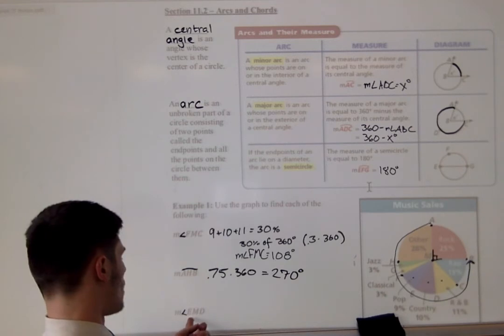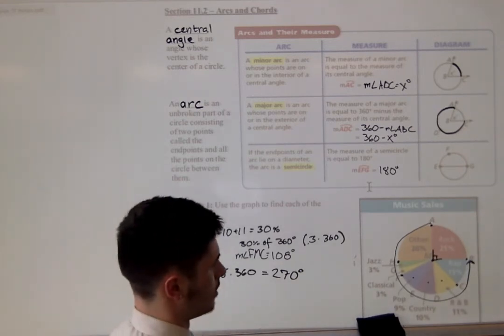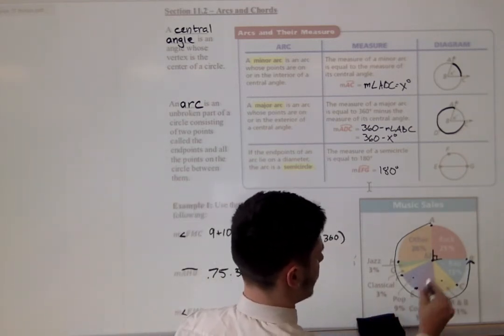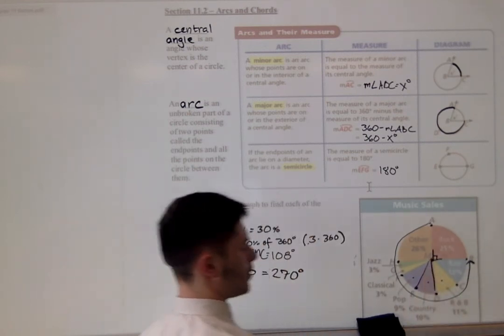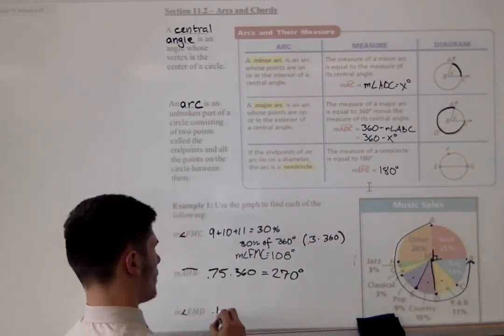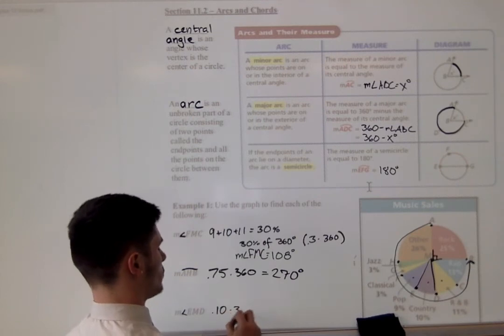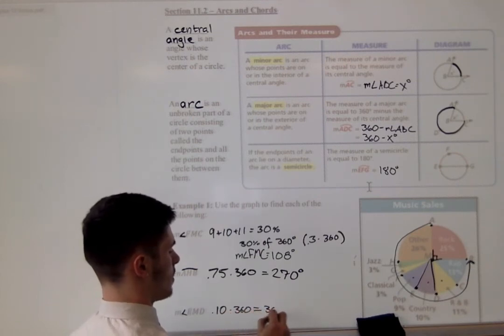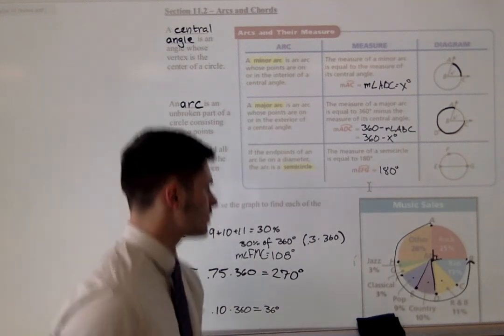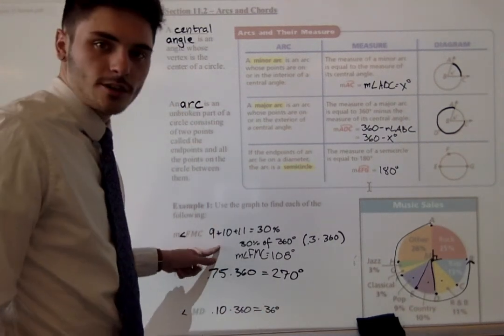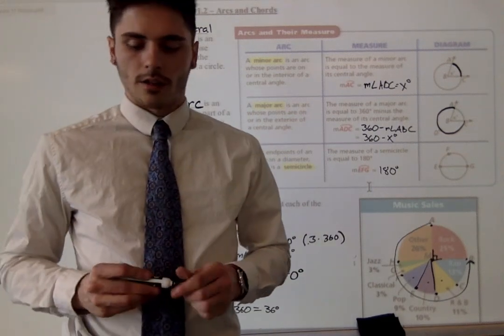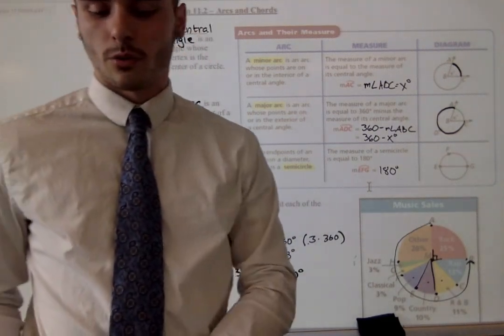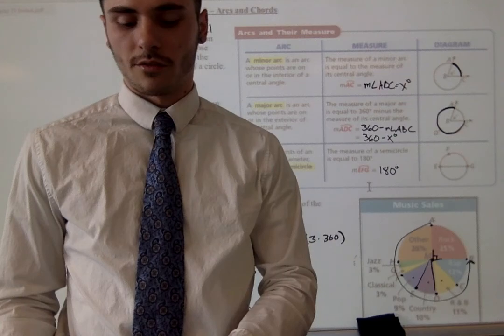And lastly, measure of angle EMD. So EMD is going to be a small little slice, and it's just going to be found by 0.1 times 360, which is 36. So the answers here are 108 degrees, 270 degrees, and 36 degrees. And that finishes up that example there, and so we'll keep moving on past 11.2 and through 11.3.